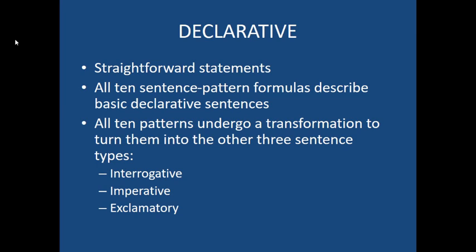When I say the regular form, I'm going to mean the declarative form. So all 10 patterns that we've learned so far are in their declarative form. It's a basic sentence structure where the subject's first, the verb is second, it's been conjugated, and on from there. But we can take that declarative sentence, all 10 patterns, and make them undergo a transformation where we can make them into questions, or what we would call interrogatives. We can make them into an imperative sentence. And we can also make them into the exclamatory sentence.